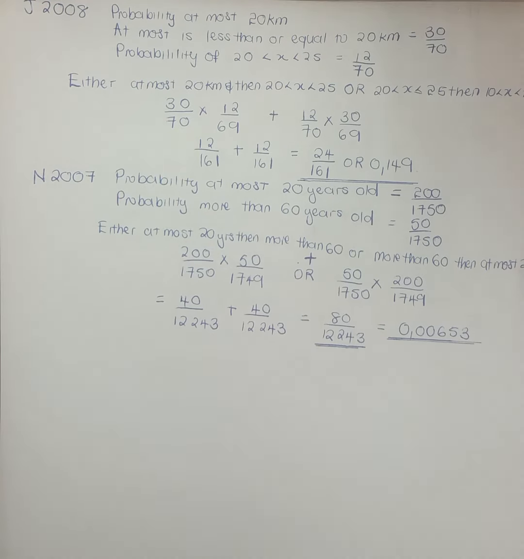0,00653. This marks the end of our tutorial today on probability final exam tips for probability that is examined in Maths Paper 2.